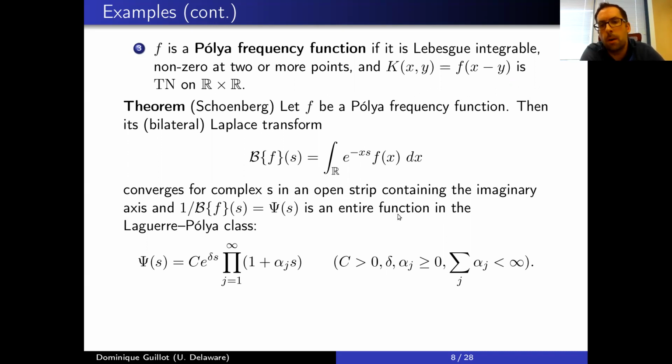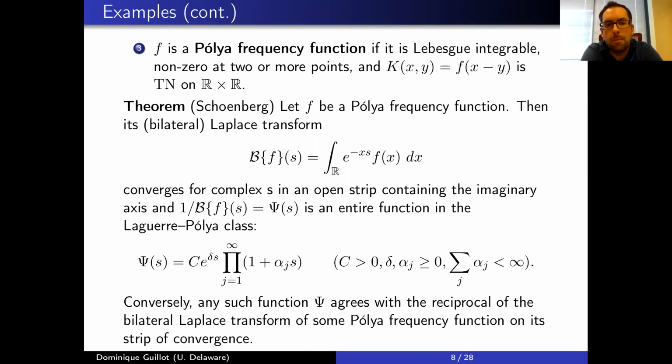One can show this is an entire function that belongs to the so-called Laguerre-Polya class, a function of the following form. There's an exponential factor, and then a product of that form, where all the alpha_j's are non-negative. In other words, the zeros of that function are all real, on the negative real axis. So any Polya frequency function yields a Laplace transform of the following form. But also conversely, if you start with a function in the Laguerre-Polya class, you look at 1 over psi, this is going to coincide with the Laplace transform of some Polya frequency function wherever both of them are defined. So there's really a correspondence between the Polya frequency functions and the Laguerre-Polya class.